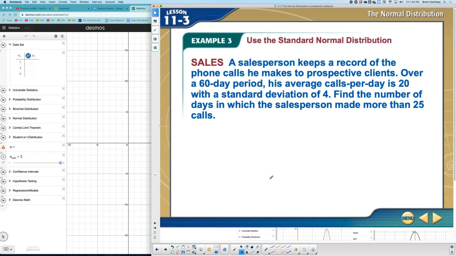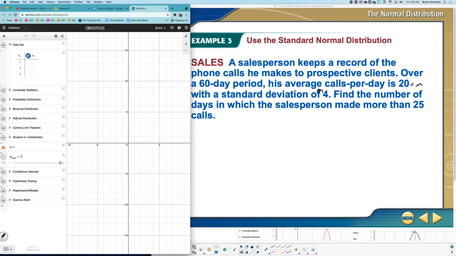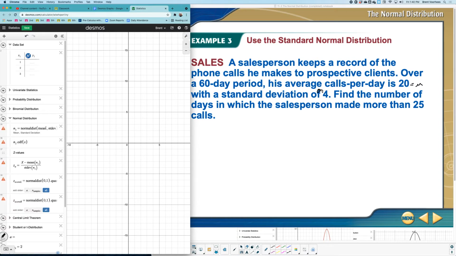So here's an idea where you can see both methods. It says here this salesperson keeps a record of the phone calls he makes to prospective clients. Over a 60-day period, his average calls per day is 20. So that's his mean. His mean is 20 with a standard deviation of 4. That would be sigma. So let me go over here to the normal distribution, and we'll say the mean is 20 with a standard deviation of 4.